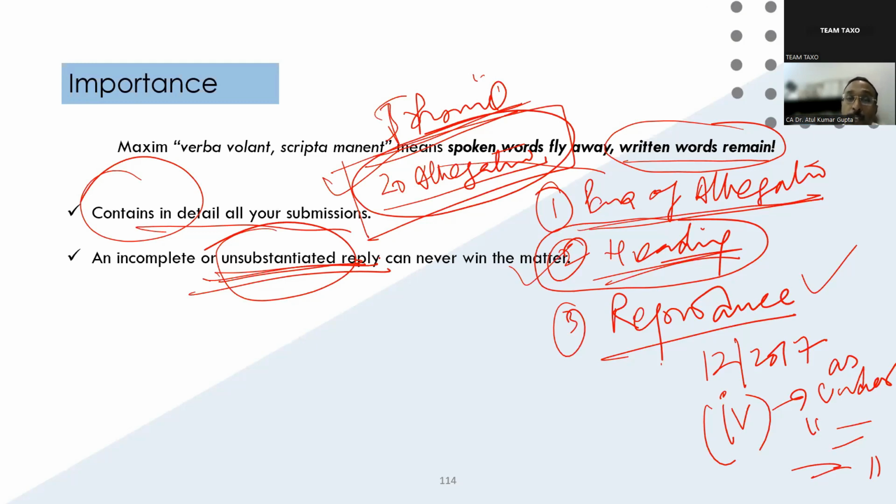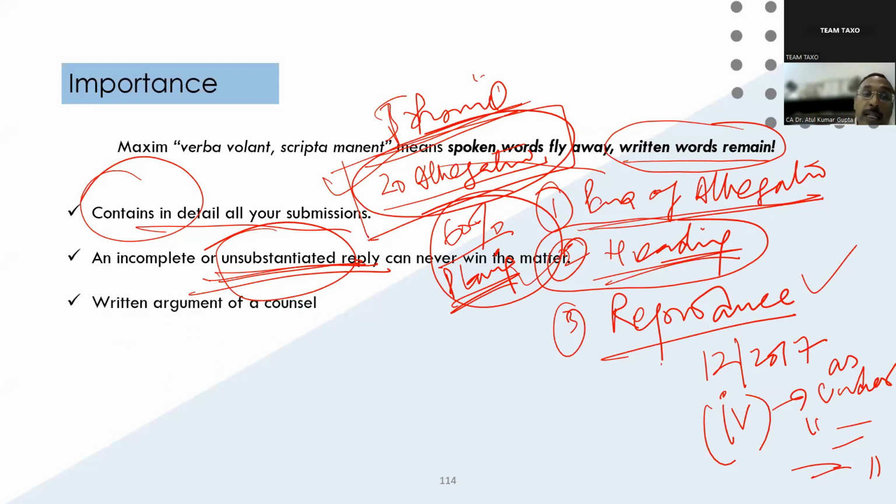So it's very important that whenever you are preparing a reply, and I was attending a program where one of my friends discussed this, 60% of your time should be spent on the planning phase. What are the various judgments, notifications and circulars relevant to your reply is something you need to plan, carve out, dig out, and then start preparing the reply. That is the golden rule.